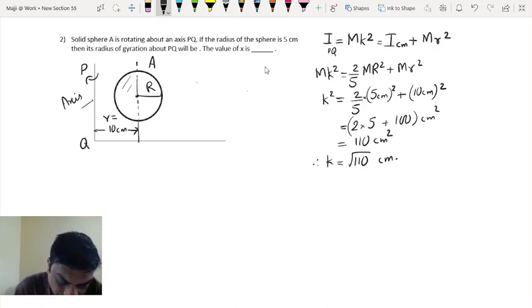Basically the radius of gyration about PQ will be actually x cm, that is missing here. So the value of x is root of 110. This is the answer.